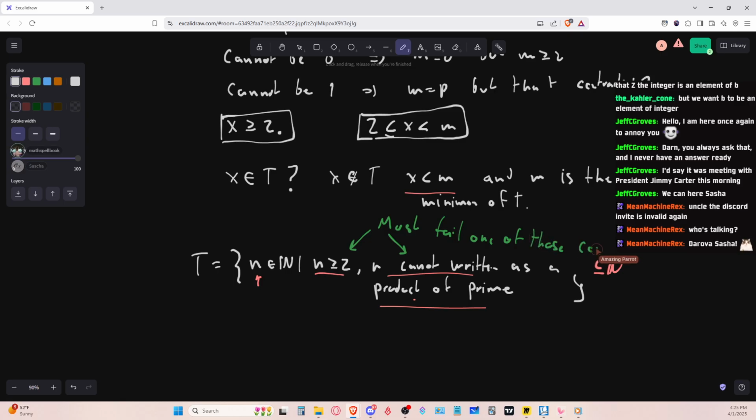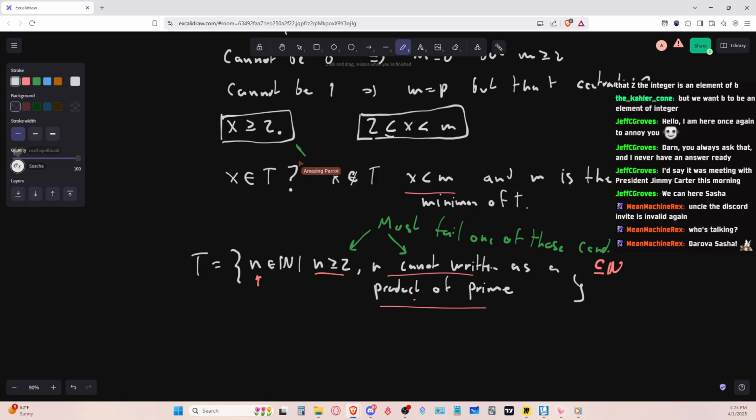Well, x cannot be in there because it's not greater. Yeah, it's not greater, but it can be equal to 2 though. Actually, it is greater or equal to 2, right? Right. We established that there. So it must be the second one that fails, right? Which is that it cannot be a product of prime numbers.